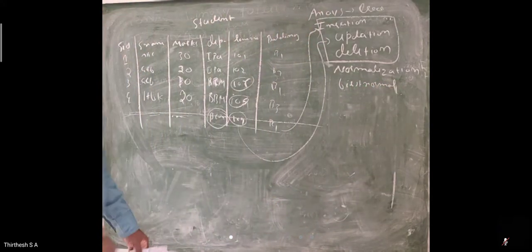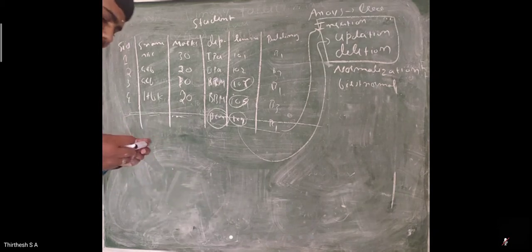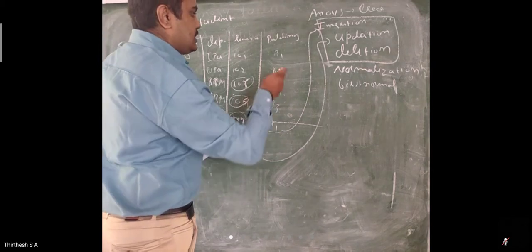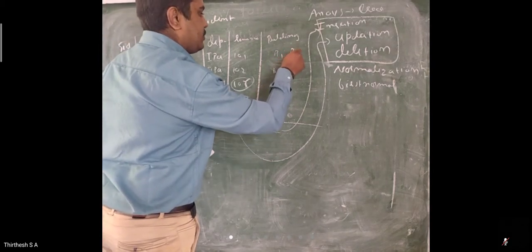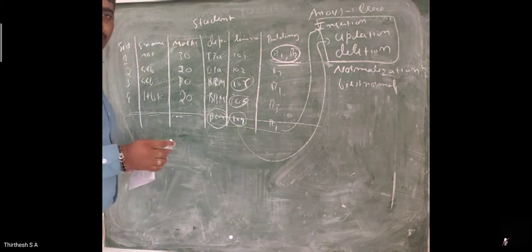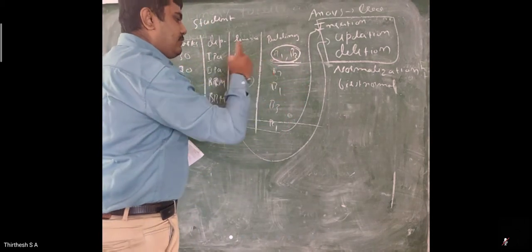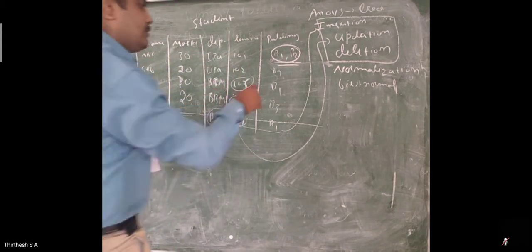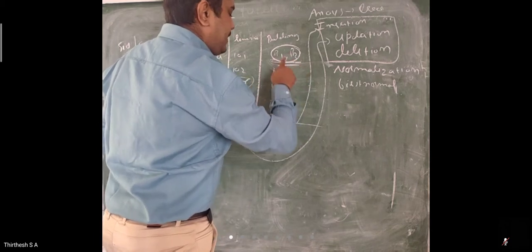First normal form. What does the first normal form say? We say that a table is in first normal form when it doesn't have a multiple set of values. For example, building B1 and B2. This kind of fashion is known as a multiple set of data. So this table is in first normal form when it doesn't have multiple sets of entities.